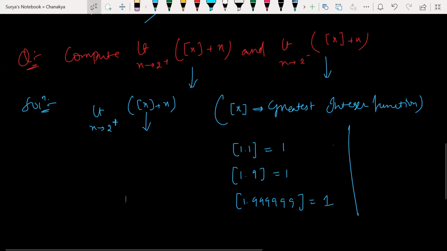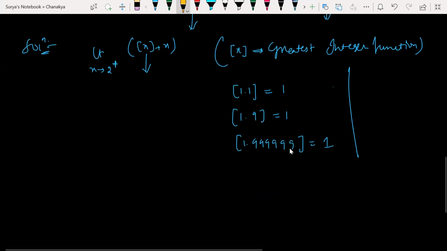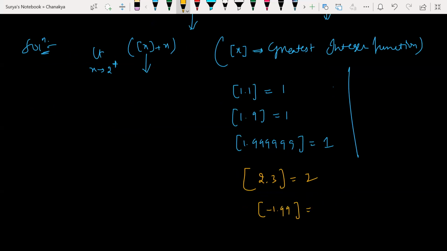You understand my point? Now tell me, what is the answer of this? 2, sir. Of course. And now what is the answer of this? -1. -2. Wrong answer. I told you less than -2. -2 is lesser than -1.9, isn't it? Yes, sir.